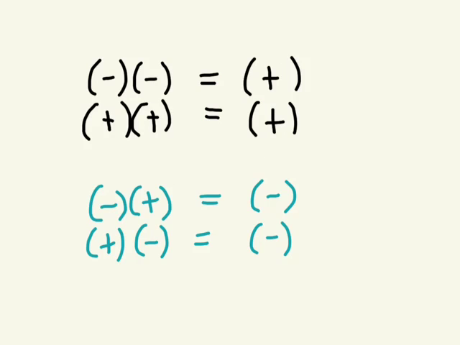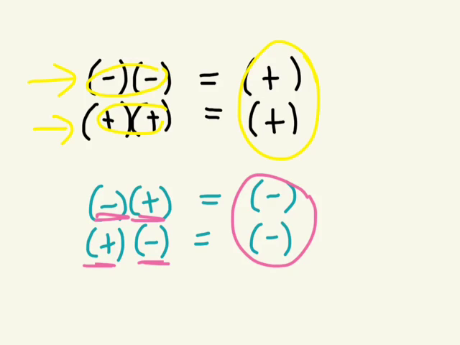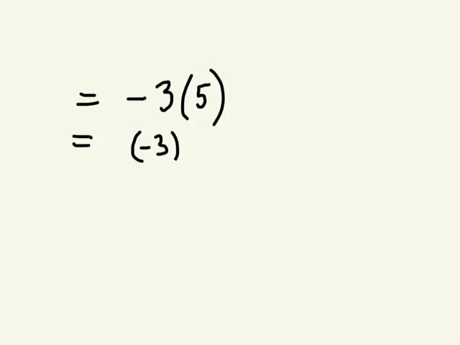Notice, when the two signs are the same, so if they're either both negatives or both positives, the answer will always be positive. If the two signs are different, so if one's a negative and one's a positive, you're always going to result in a negative. That's one way you can remember this. If the question looks something like this, so for example, if I write this, what operation is that? If you have a number in front of a bracket, yes. Multiplication, good. This can also be written as negative 3 times 5.